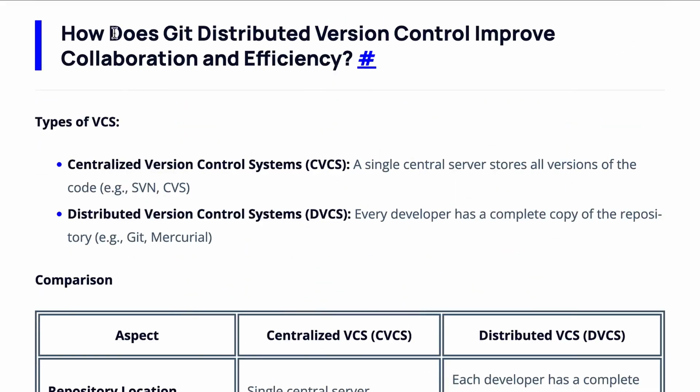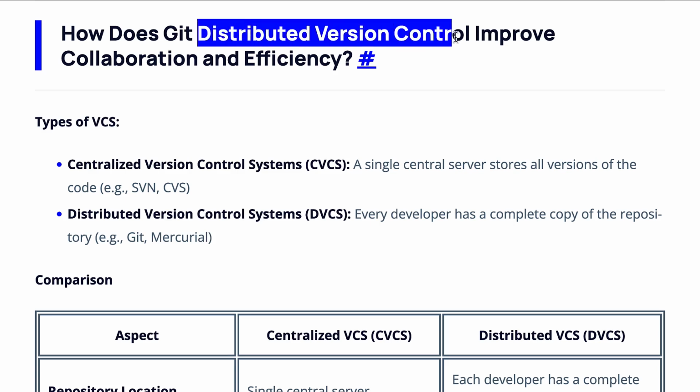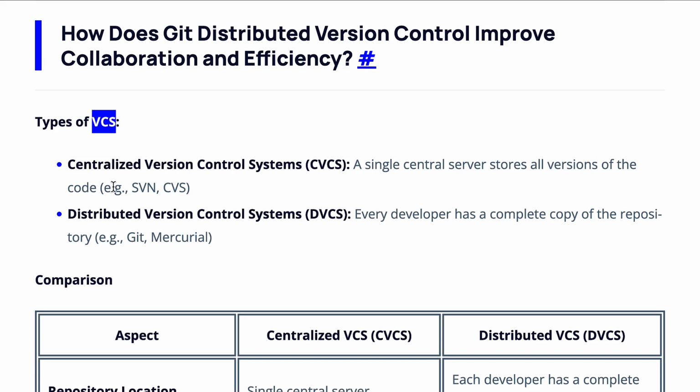In this step, let's talk about how Git distributed version control improves collaboration and efficiency. There are two types of version control systems. One is centralized version control systems. The other one is distributed version control systems. What is the difference between them?